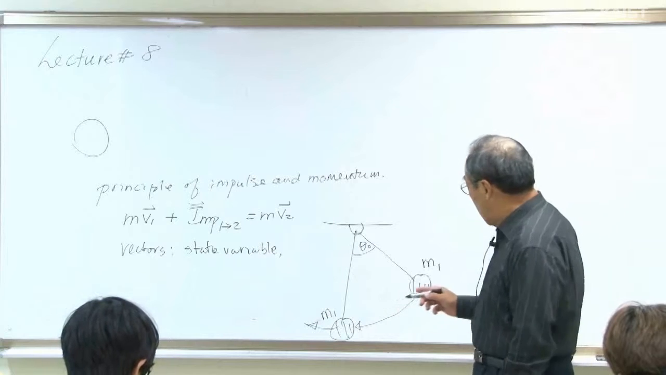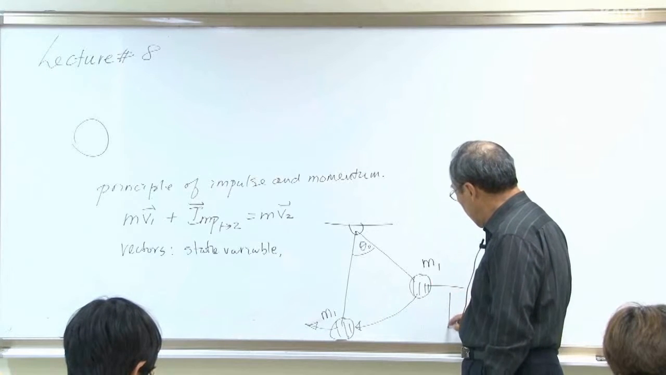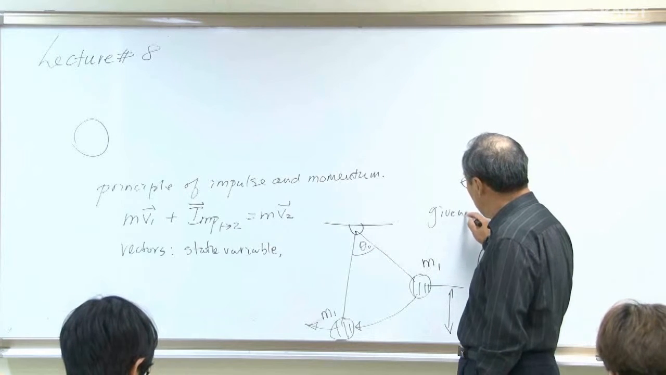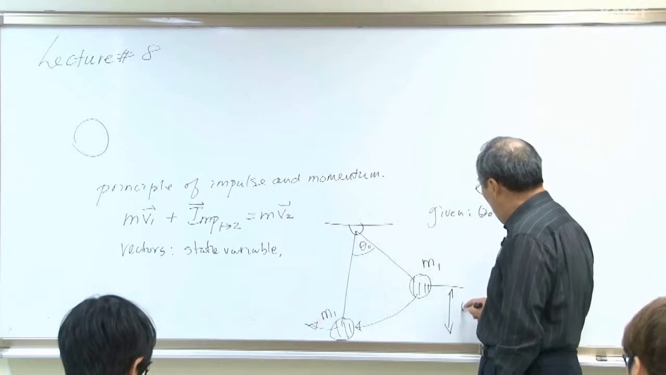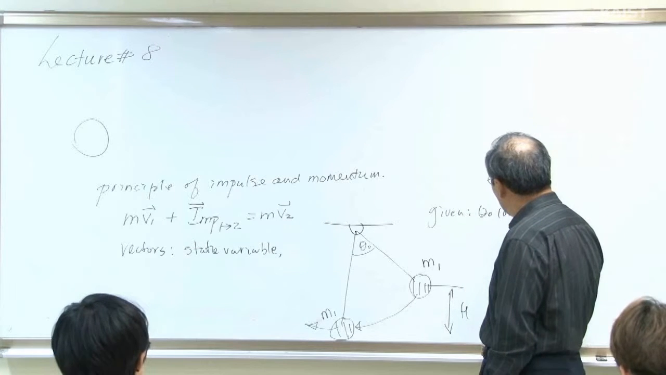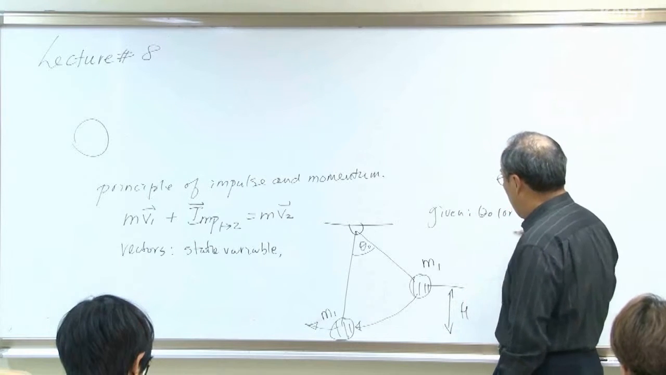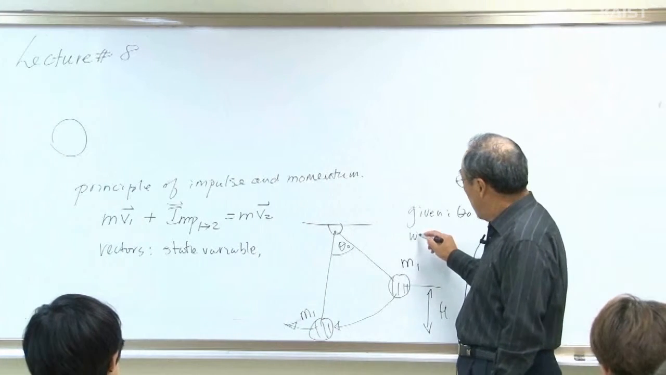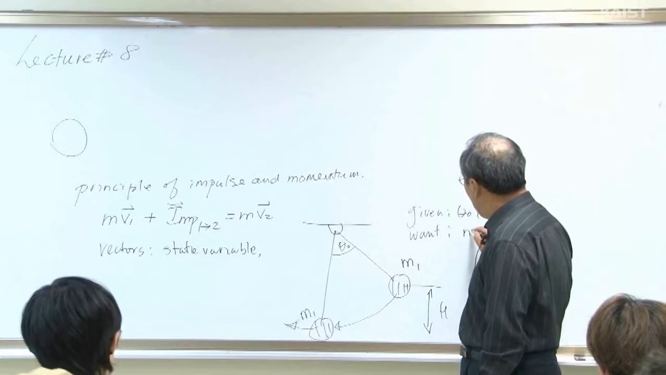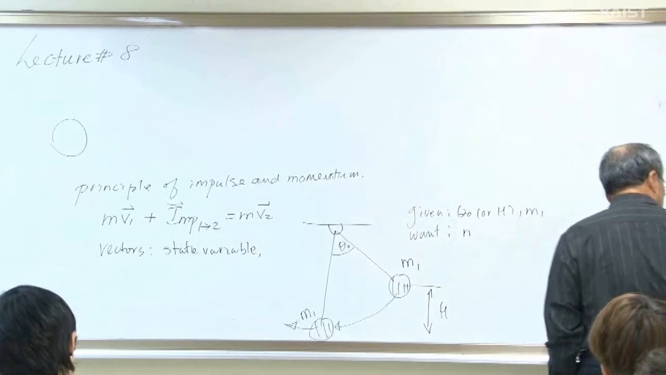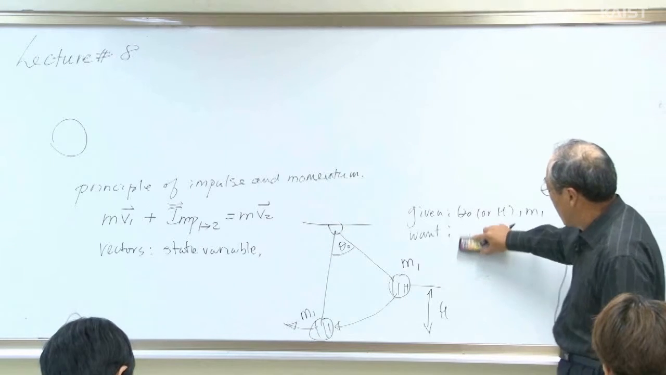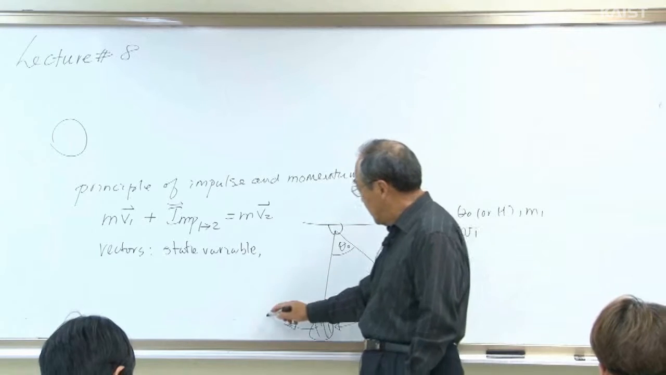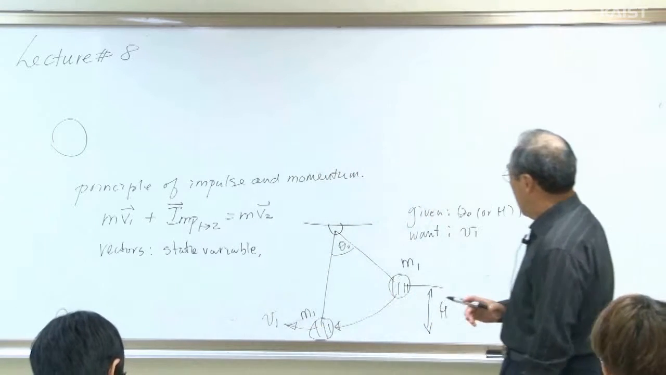Okay, then the given is theta 0 or height, and mass m1, and we want to know the velocity right after the impact. That we say V1. What is V1?